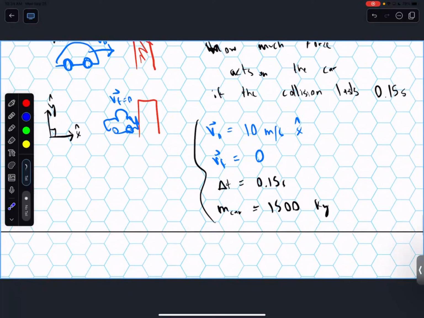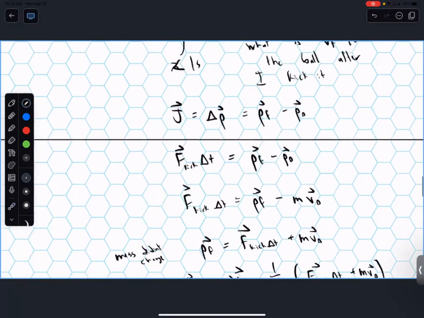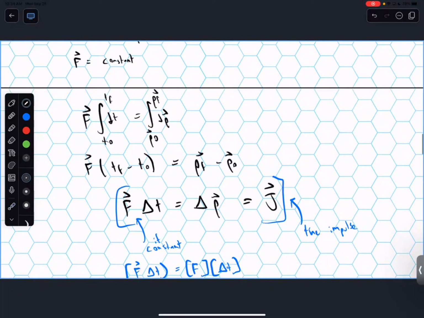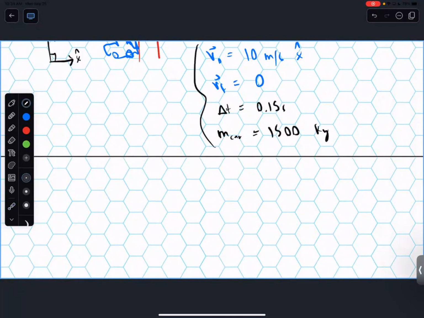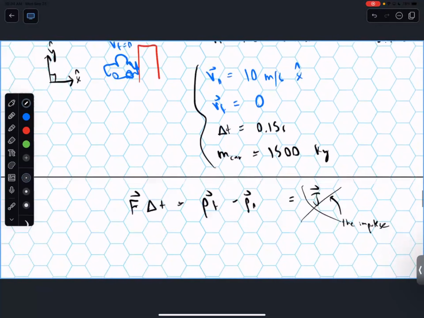If I want to find the average force, I'm just going to once again use the impulse equation that we defined up here. So F delta t equals the change in momentum. I'm going to rewrite that: F delta t equals p final minus p initial. Sometimes we call that J, the impulse, but for now we're not going to need it because we're asked to find the force.